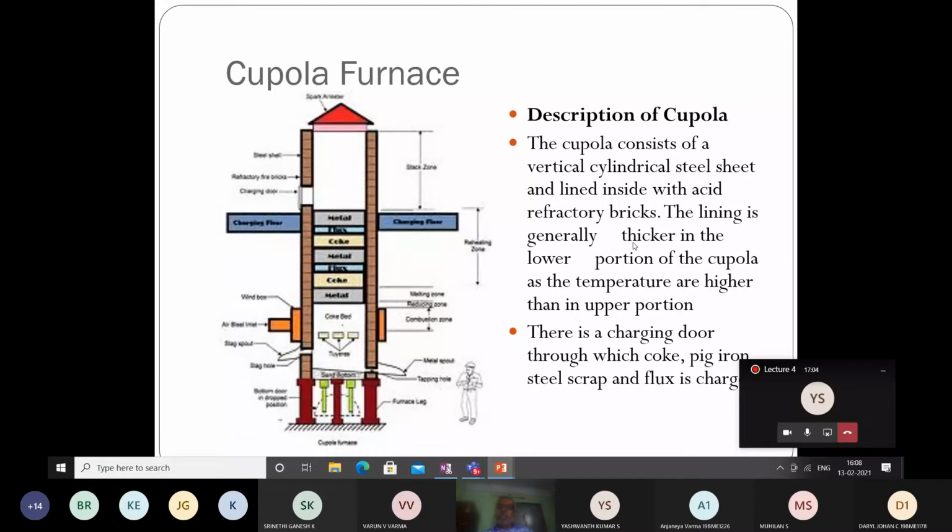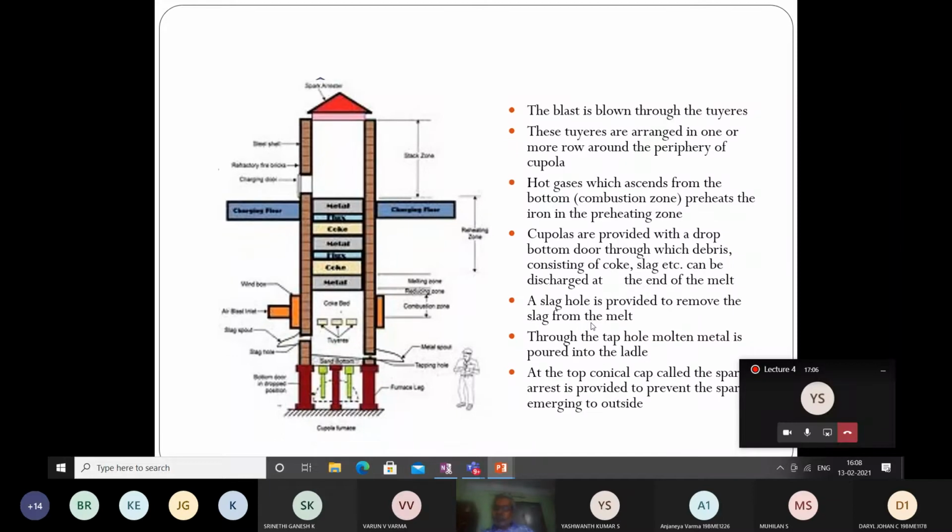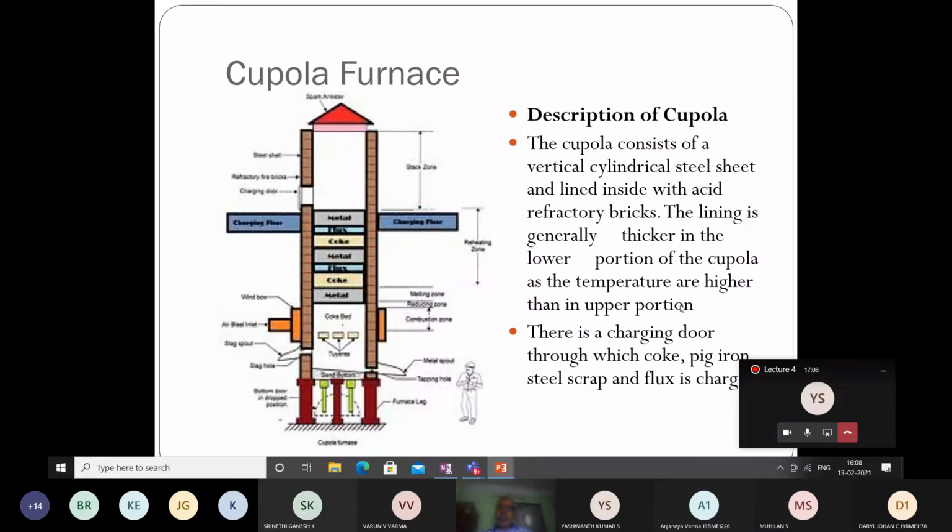The lining is generally thicker in the lower portion of the cupola furnace, as the temperatures are higher than in the upper portion. So normally here the thickness of the brick will be more, and here the thickness will be less.